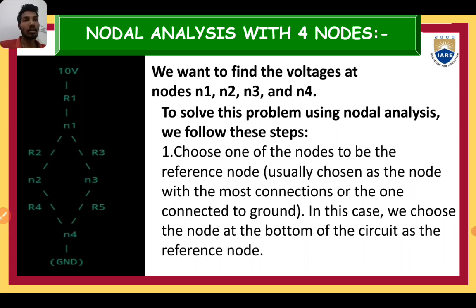Nodal analysis with 4 nodes. We want to find the voltages at nodes n1, n2, n3, and n4. To solve the problem using nodal analysis, we follow these steps. Choose one of the nodes to be the reference node, usually the node with the most connections or the one connected to the ground. In this case, we choose the node at the bottom of the circuit as the reference node, that is ground.